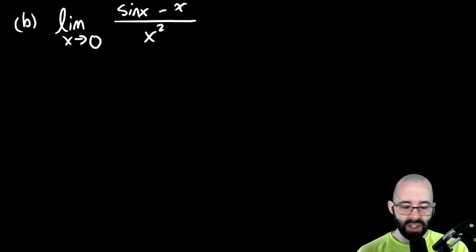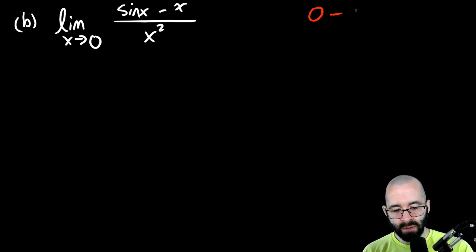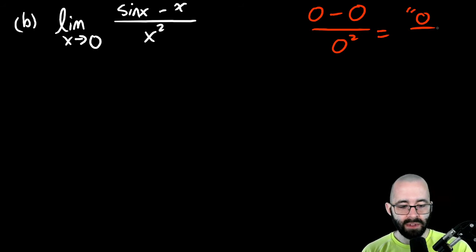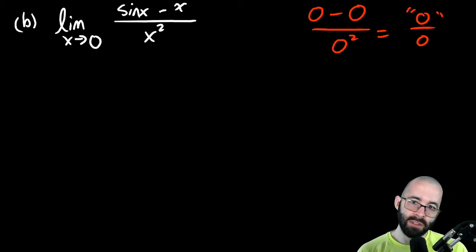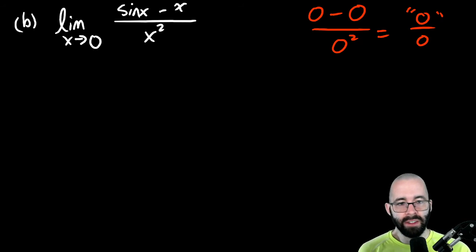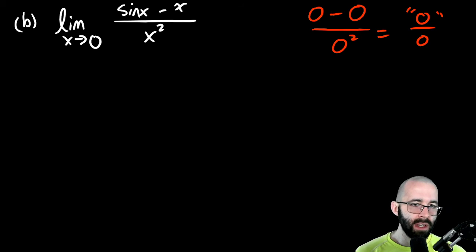Well, again, the top is continuous, the bottom's continuous. Let's try direct substitution first. Always try direct substitution first. It's always the easiest where it applies. So sine of 0 is 0, minus 0 is 0, divided by 0 squared. Okay. We've got differentiable functions with an indeterminate form on that limit. If we try to use direct substitution, it's an indeterminate form, 0 over 0, or infinity over infinity.